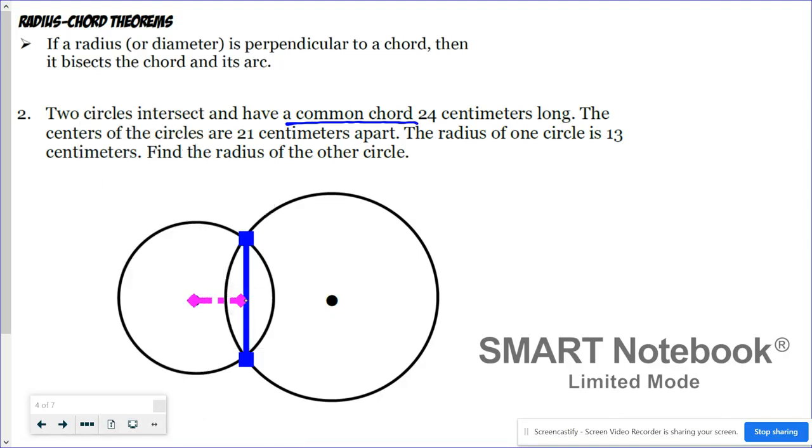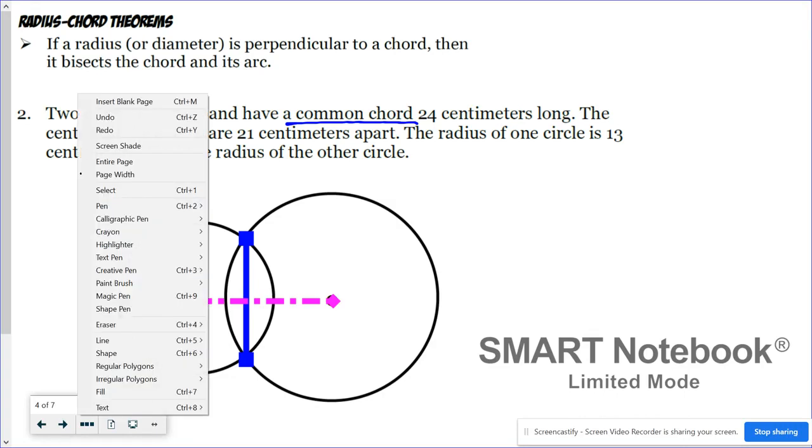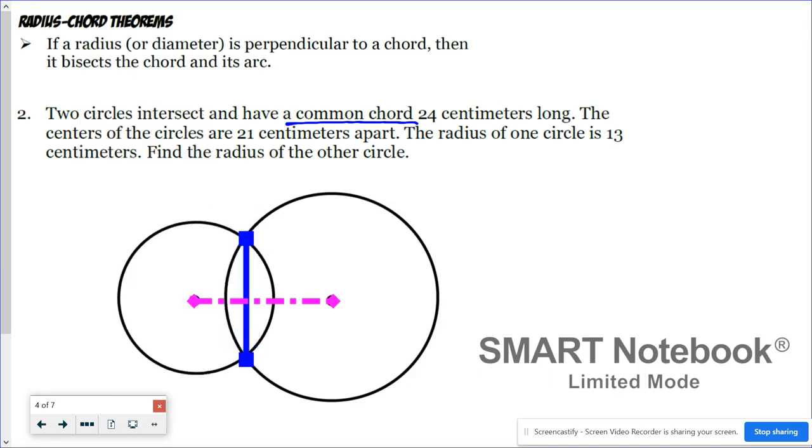And they're saying from here to here, that is 21. And the radius of one of the circles is 13, okay? So let's throw in those measurements and kind of see this a little bit more clearly. So that common chord is 24 centimeters long, right? And so we're talking about that blue line that I drew there, right?